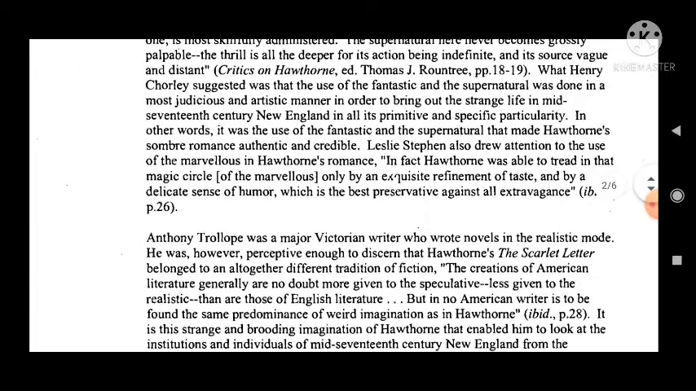Critics on Hawthorne, edited by Thomas J. Rountree, that is page number 18 to 19.